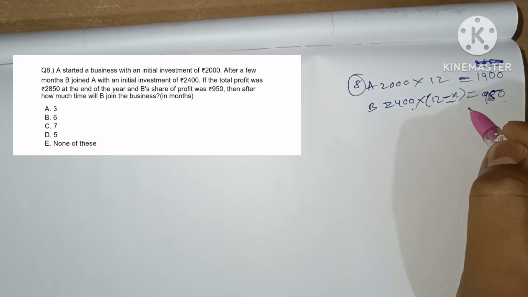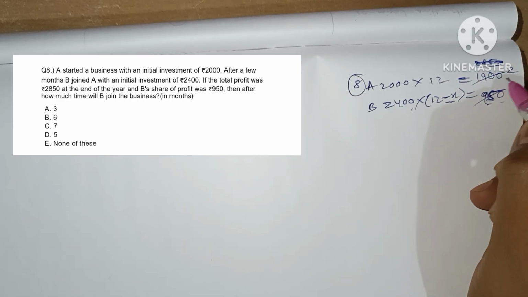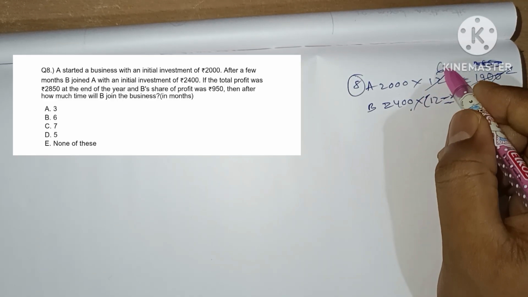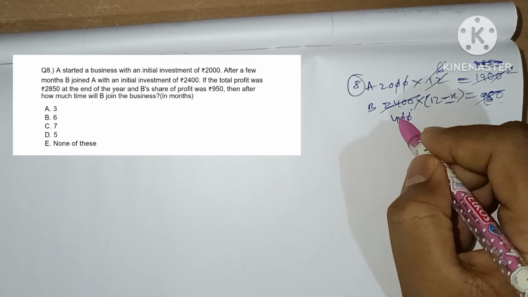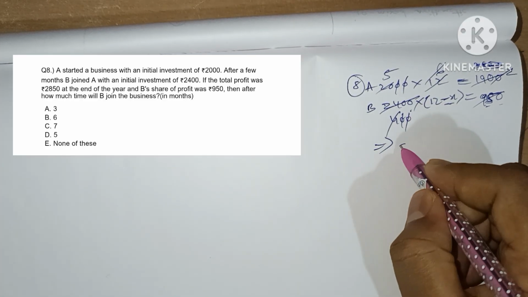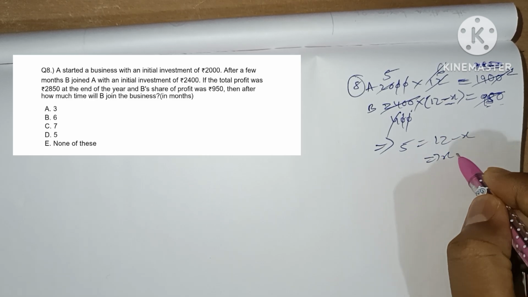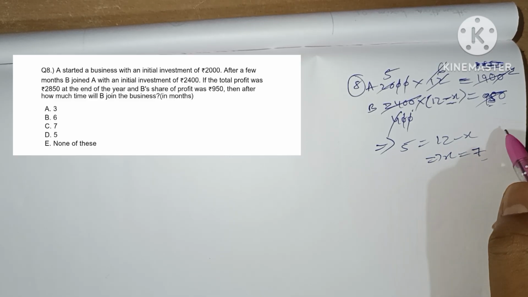So to find the value of x, we'll do this. 950 times 2 is 1900. 2400 times 6 is 14400, the double zeros cancel, and 4 times 5. So what we have left is 5 equals 12 minus x. So the x value will be 7. So B joined after 7 months. So the answer will be option C.